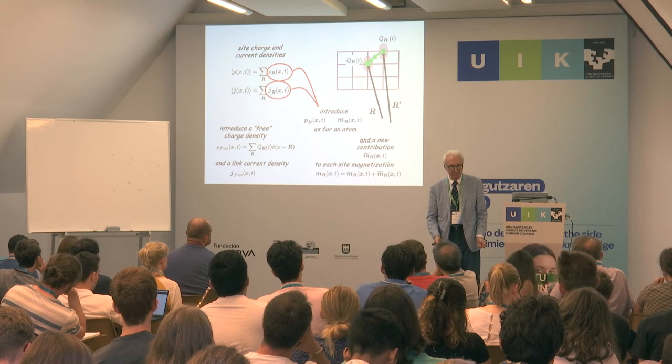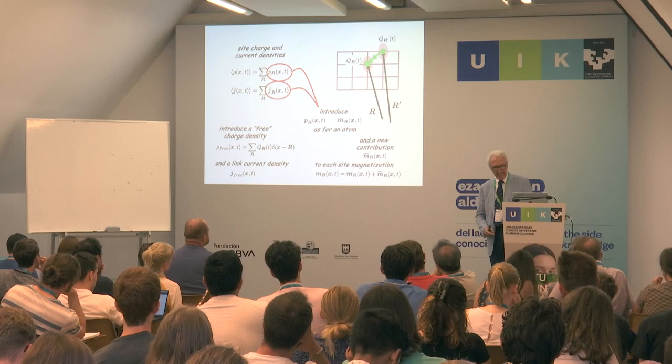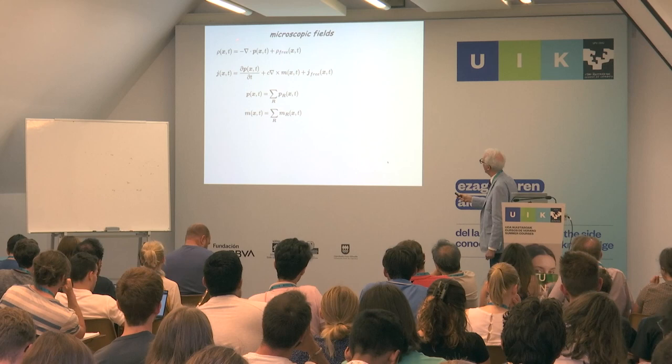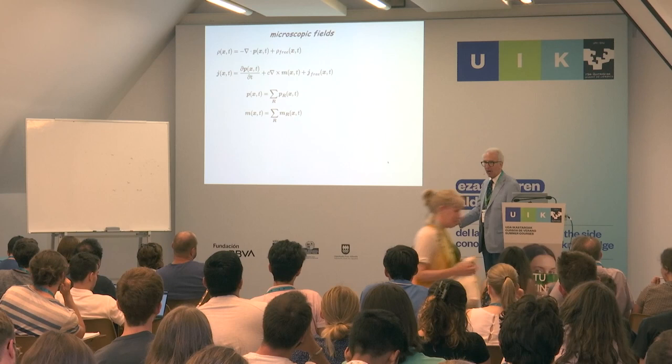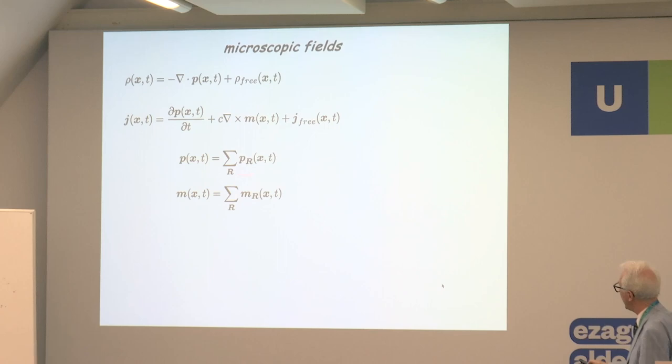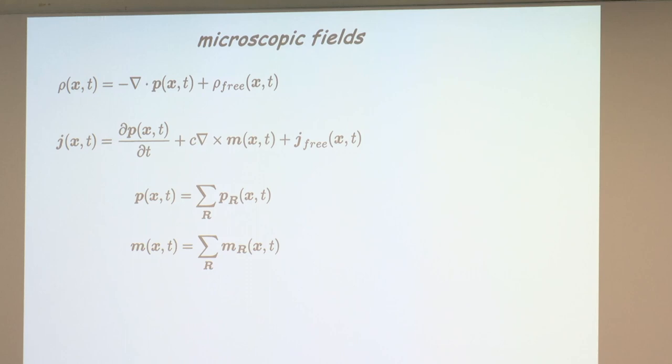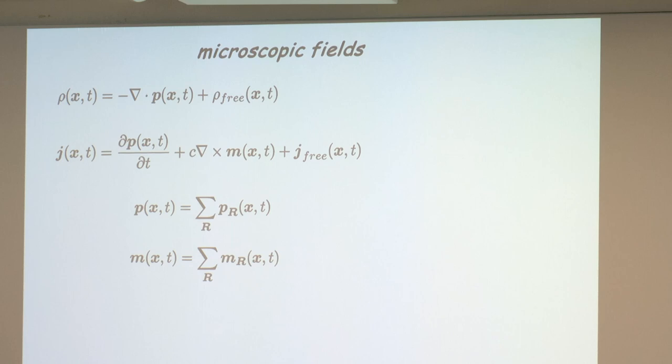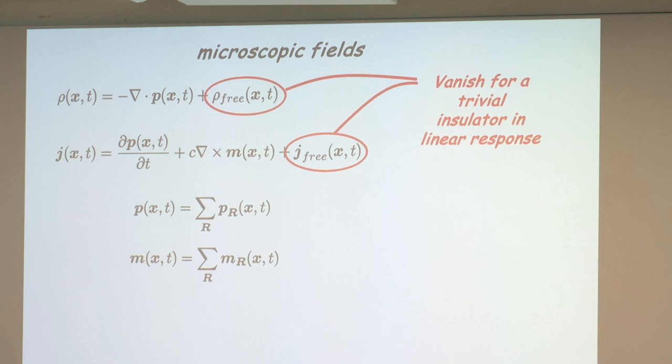And what is the nice thing I get? Well, I get this. These are now equations for the microscopic charge and current density in terms of microscopic polarization, magnetization, free charge, and current densities. And these polarizations are the sum over all of these. The magnetizations are the sum of these. And you might say, well, is this just nonsense? What am I doing here? So you do a few checks. One check is you just take a trivial insulator and do linear response. You would expect rho free and J free to be zero, and indeed, they come out to be zero.